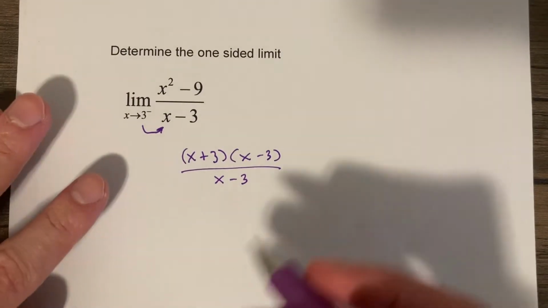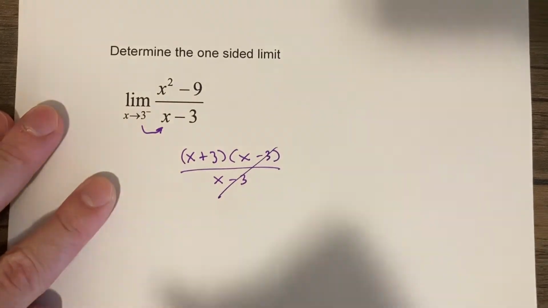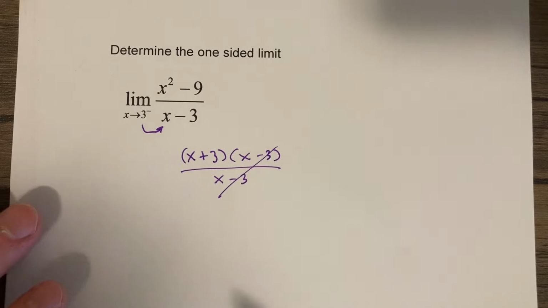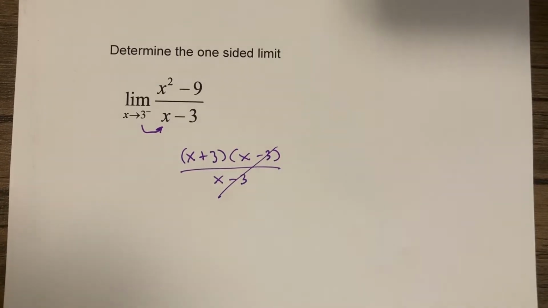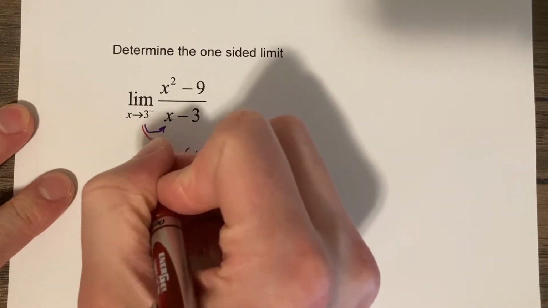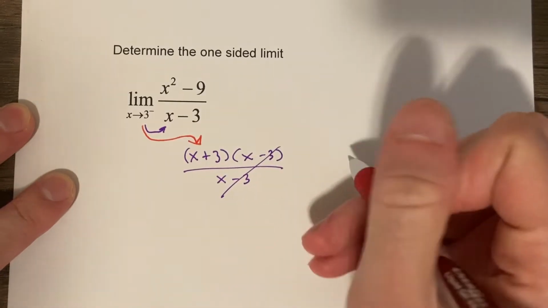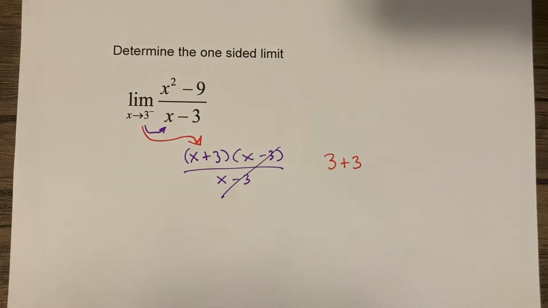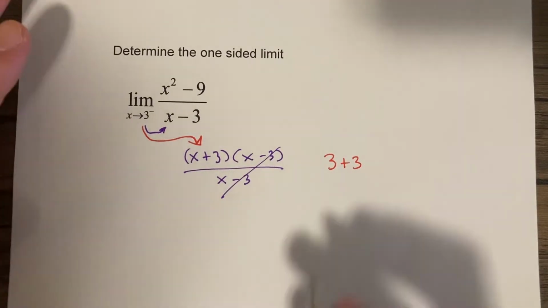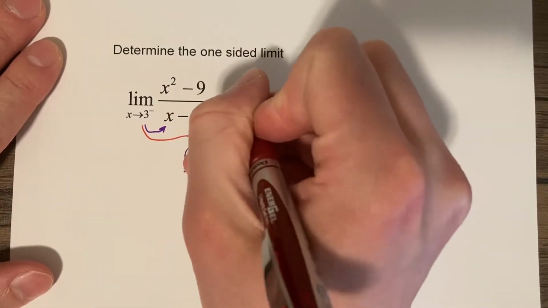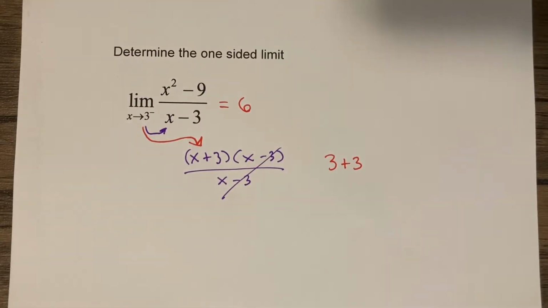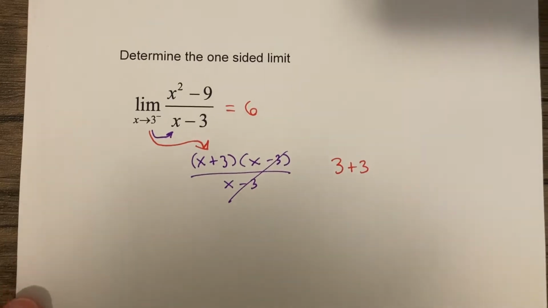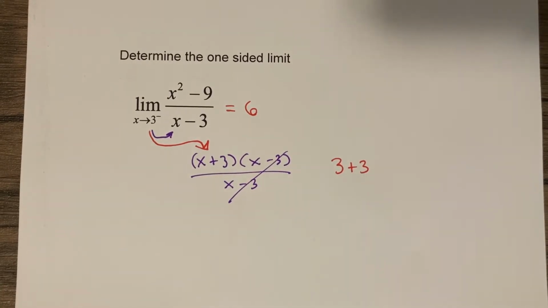Then the factors on top and bottom, the x minus 3's, will cancel out. What that leaves us with is x plus 3. Now we can use direct substitution, plug in our positive 3, and we just have 3 plus 3. So the limit as x approaches 3 from the left side is going to be 6. Same exact process as last week. No changes, even though it's technically a different type of problem approaching from the left, we can still go about it the same way.